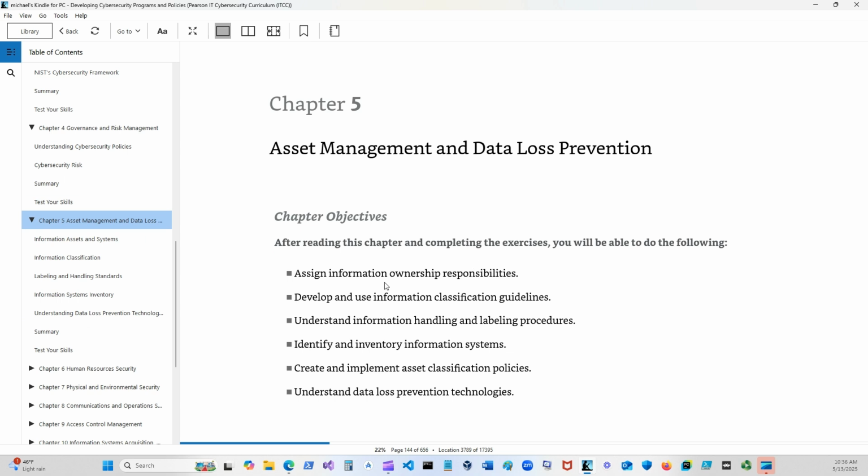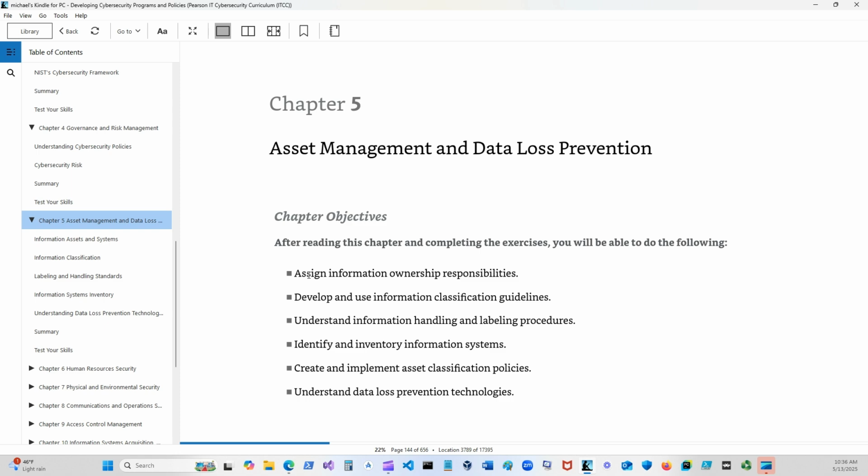Asset management and data loss prevention. Assign information, ownership, responsibilities. So this is important. Well, it's all important, but assign information, ownership, responsibilities. Who is responsible? That's it. So when you're writing your policy, you need to put in there who's responsible for this policy in all its sections or section by section, right? That needs to be in there.